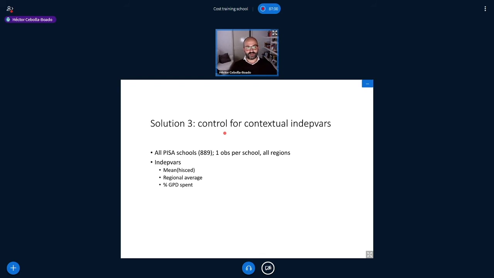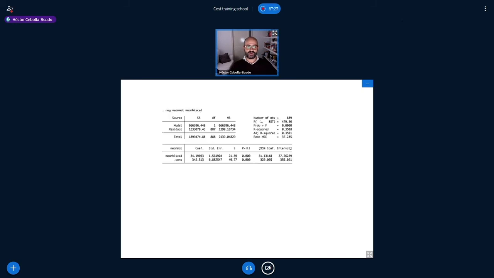So the average level of education, which is at the school level, is the individual level independent variable that I was using before, so parental education. But then I will use these 2 contextual variables: regional average performance, so how successful the region is, and also the percentage of GDP that is spent on education regionally. And let's see how this helps.